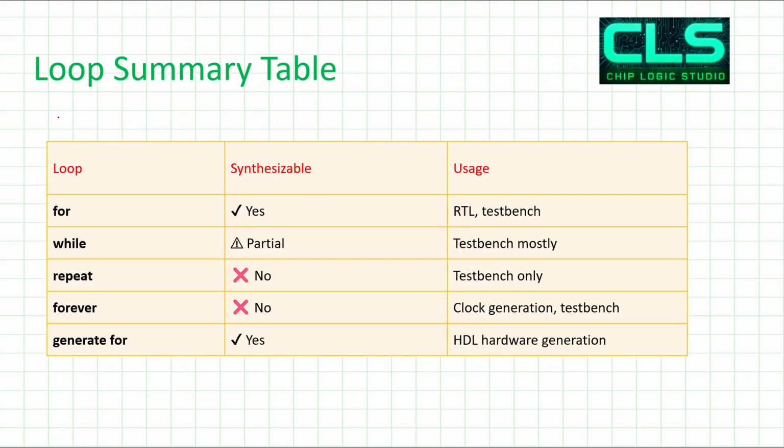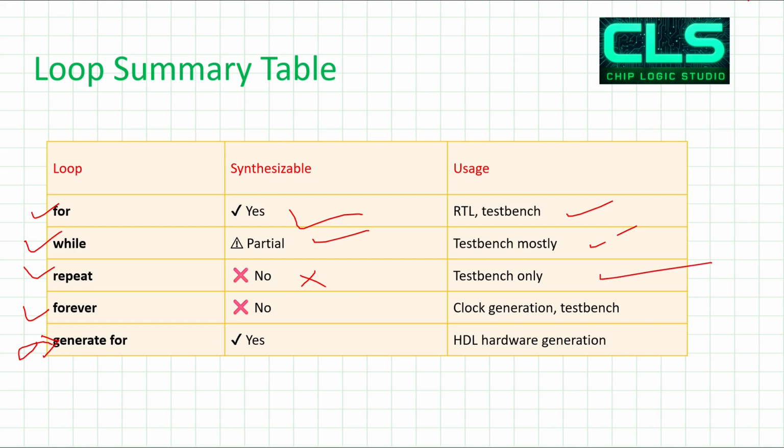Okay, this is the summary table for all the loops. The loops are for, while, repeat, forever, and generate. I have already made other videos for the generate block, so you can watch that. The rest of the loops we have seen. The for loop is synthesizable, and we can use it in both RTL and test bench. The while loop is partially synthesizable, so it is better not to use it. Use for, and in the test bench we mostly use that. And repeat is not synthesizable because there is no hardware for it. It is specific to a certain number of repeats, so it is used in the test bench.